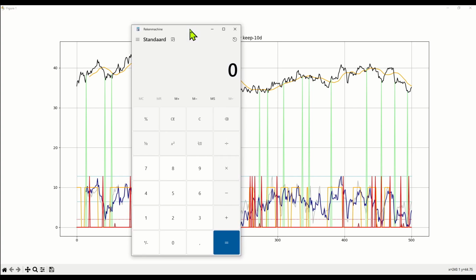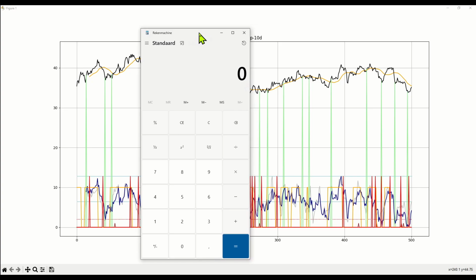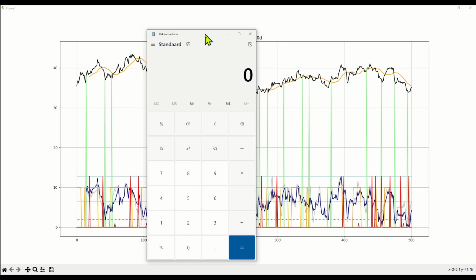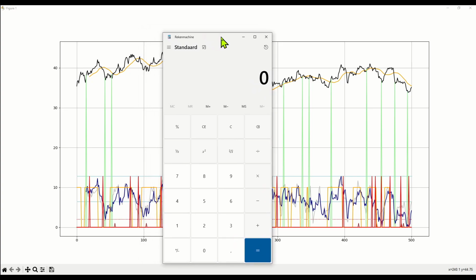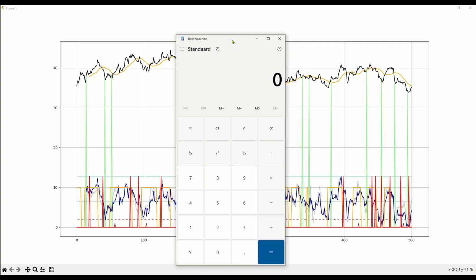Let me see this one. Here's a red one that's failing. Here's a red one, also failing. Here's a red one. Not sure about that.